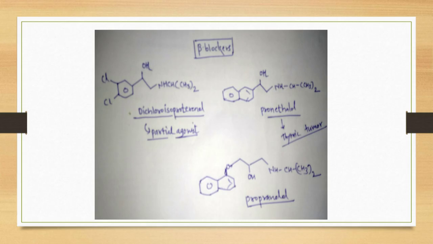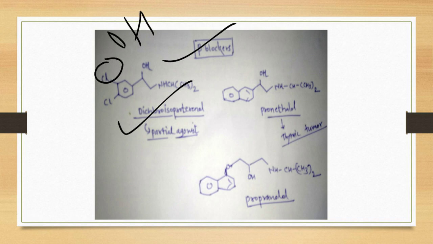Now we'll move to the next part, that is the beta blockers. The first beta blocker which was reported was dichloroisoproterenol. It has a structure similar to isoproterenol. If we observe the structure of isoproterenol, which is a beta agonist drug, here a hydroxy group is present, here a hydroxy group is present. If there are hydroxy groups, it becomes isoproterenol, which is an agonist drug.